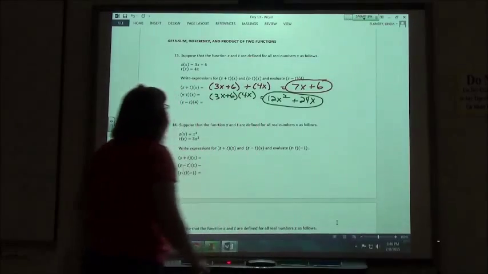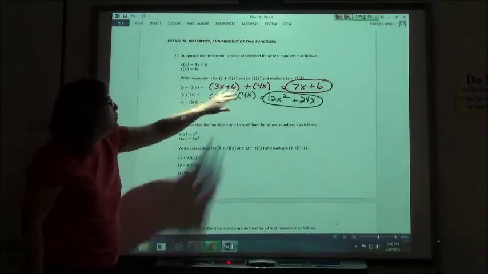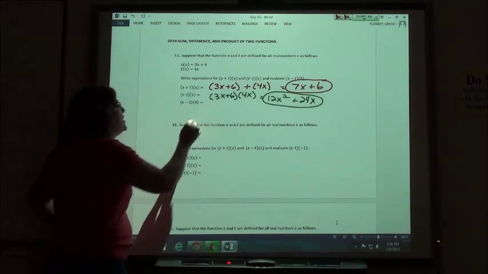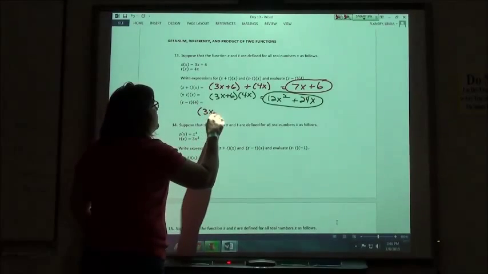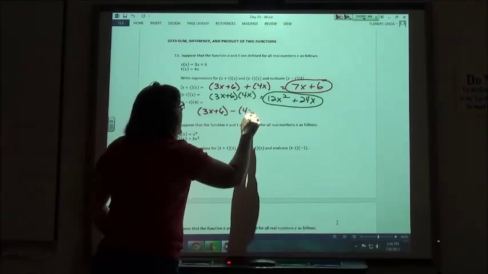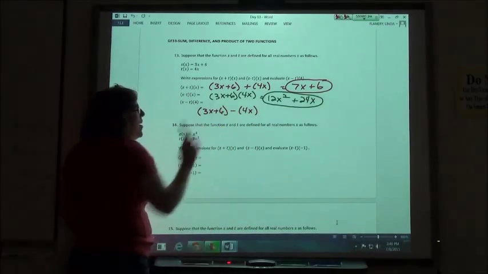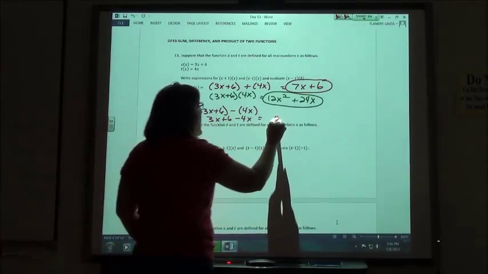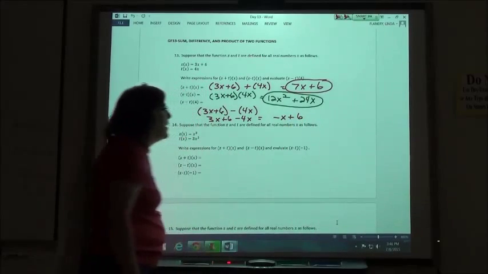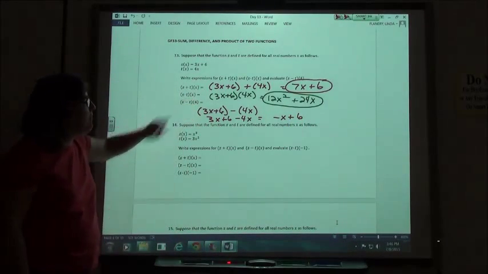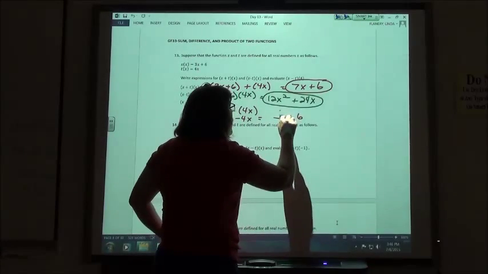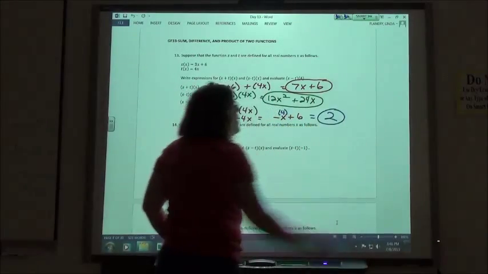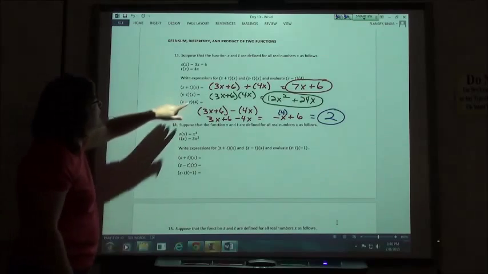Now on the second one, you can either subtract them first and then put the 4 in, or put the 4 in and subtract them. Just for fun, if I do it this way, s, 3x plus 6 minus the 4x. I have to distribute my negative, so I'm going to take 3x plus 6 minus 4x, which gives me negative x plus 6. I'm then going to evaluate that answer at 4. So if I put a 4 in for my x, I would have negative 4 plus 6, which is 2 for my answer.